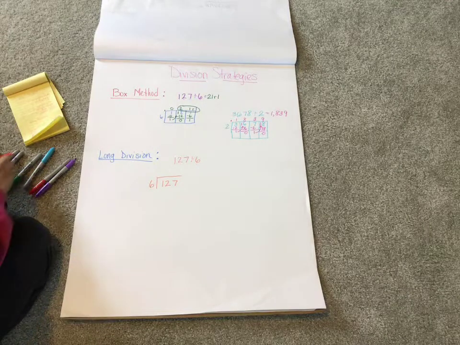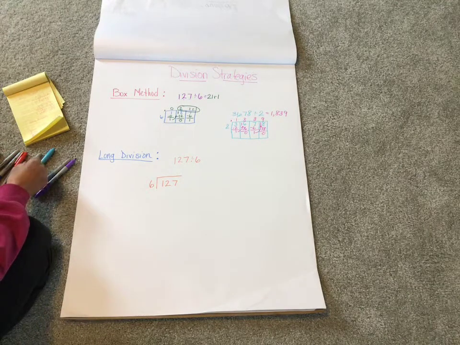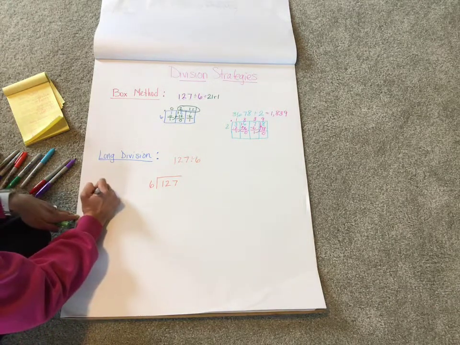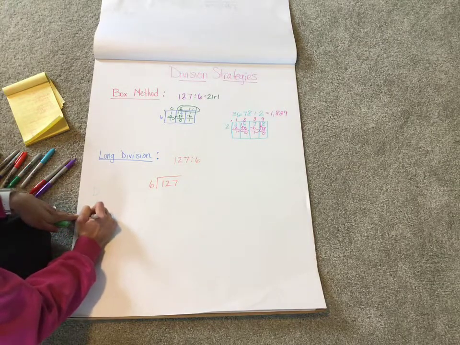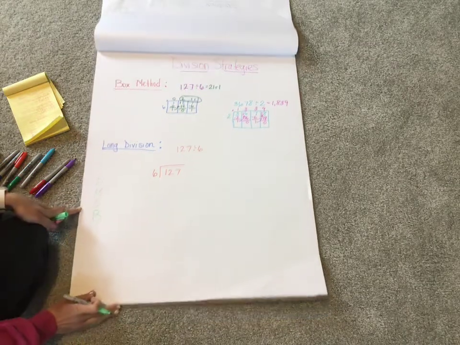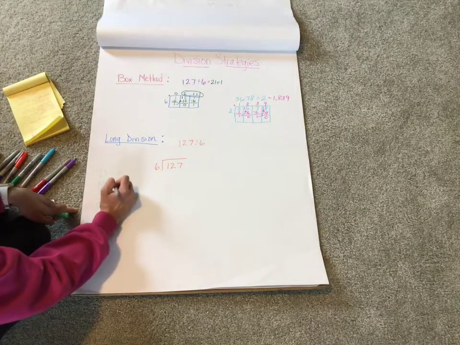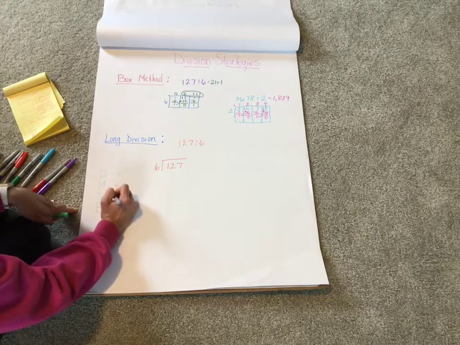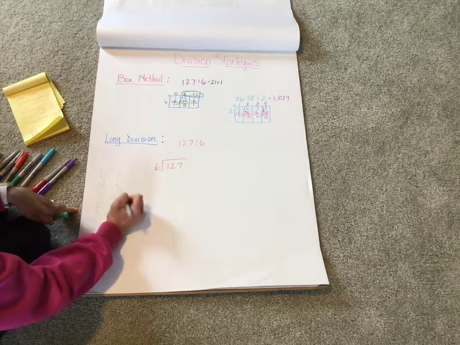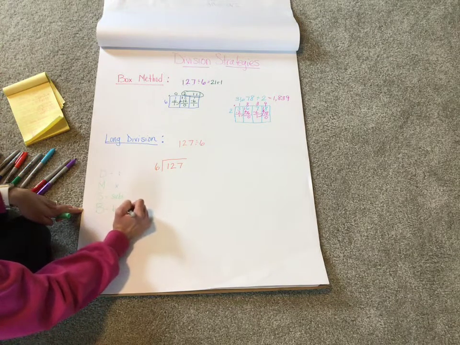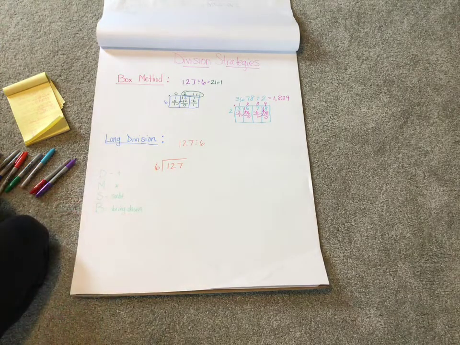I need to keep in mind the acronym that we use when we are doing long division. Does McDonald's serve burgers? This D stands for divide, multiply, subtract, and then bring down. So I can remember this acronym as I go through the steps.